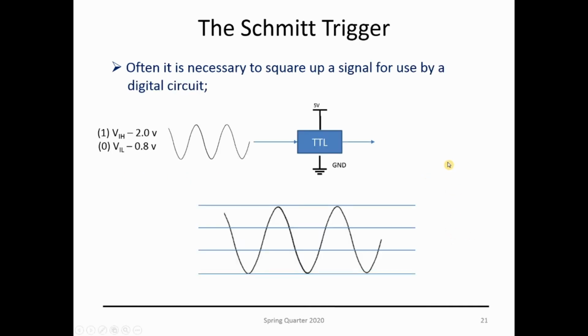Often it's necessary to square up a signal for use by a digital circuit, and the circuitry responsible for that is called the Schmitt trigger. This is just a representation. So imagine that I'm feeding an analog signal on this digital circuit here, this TTL, and the problem here is that whenever I have values between these 2 volts and 0.8 volts, this is an undefined region that I don't know if it's a 0 or a 1.